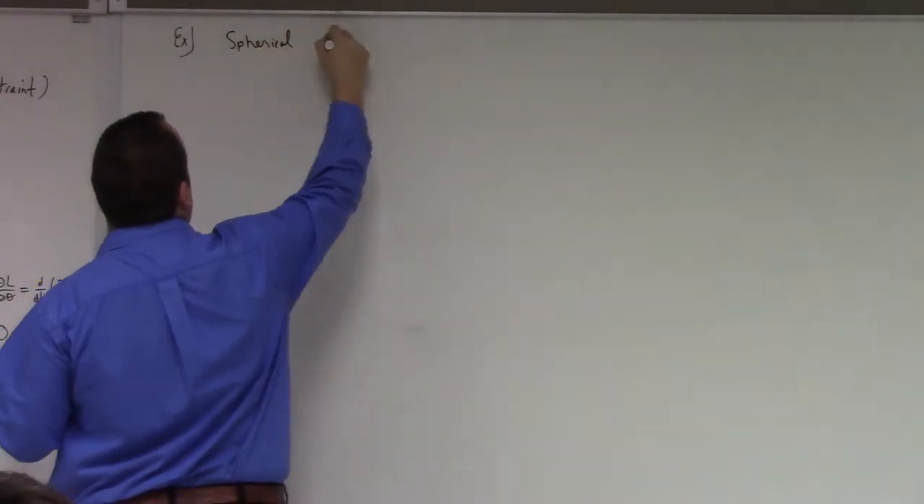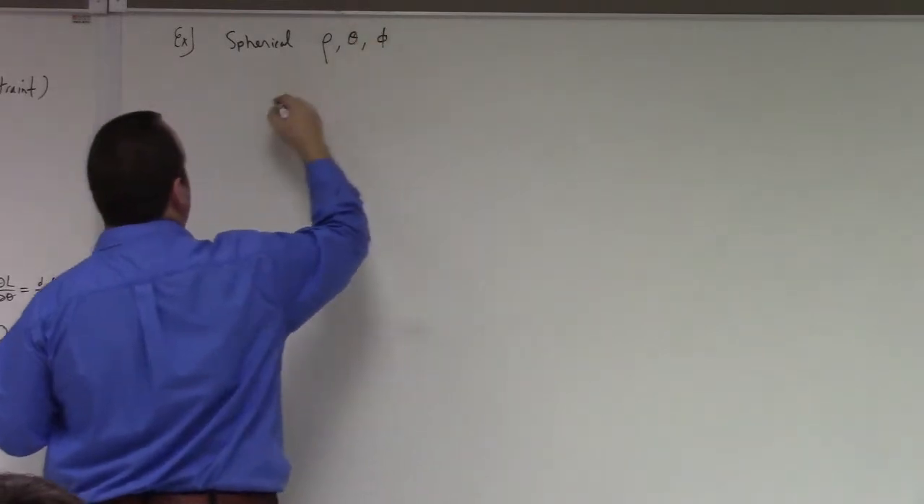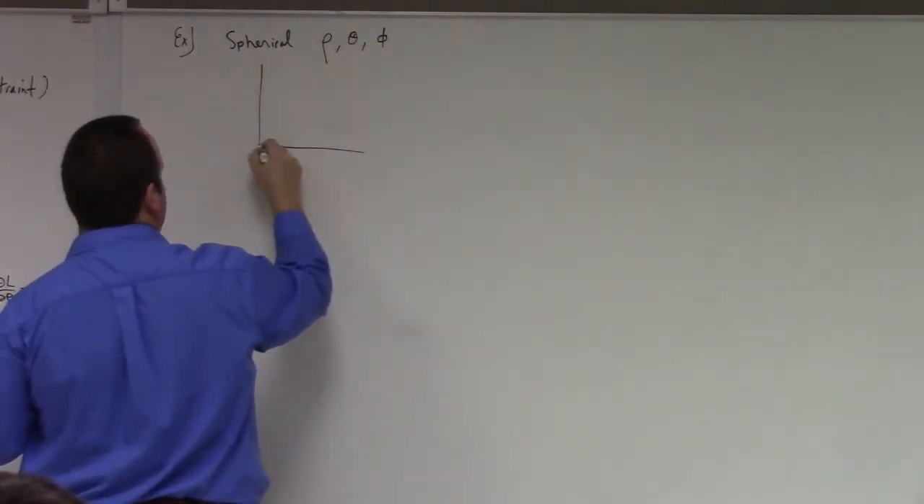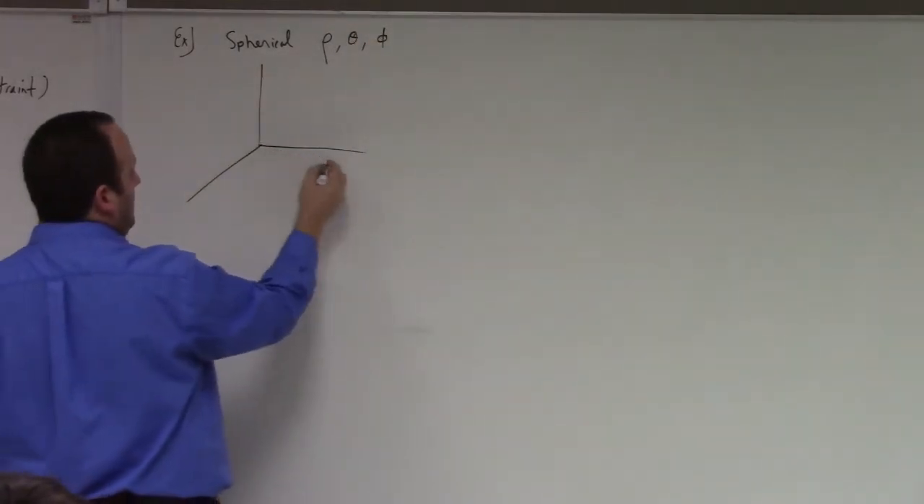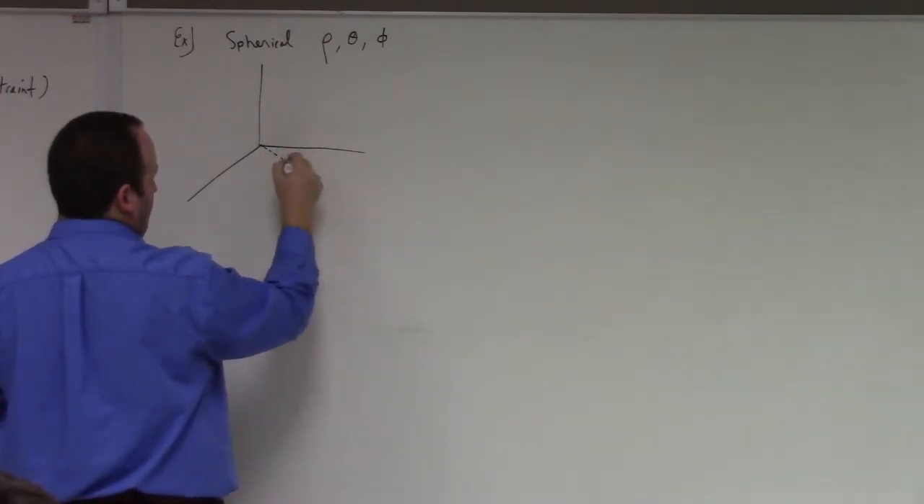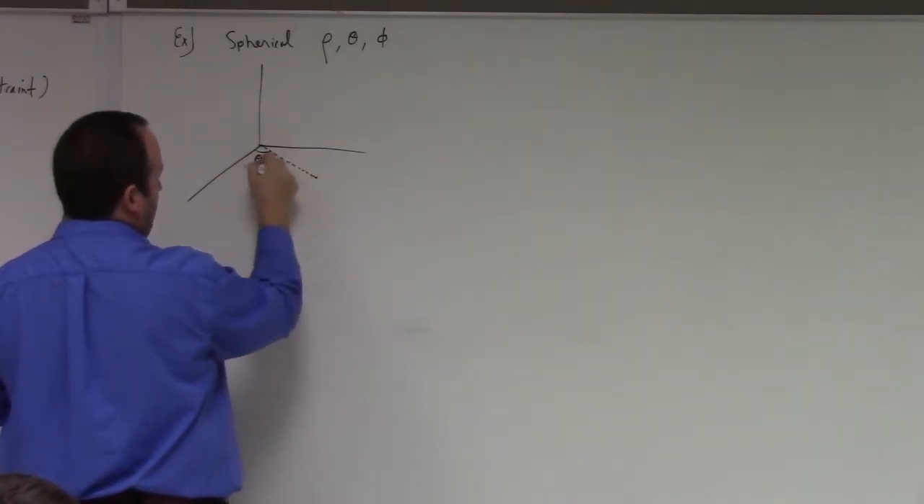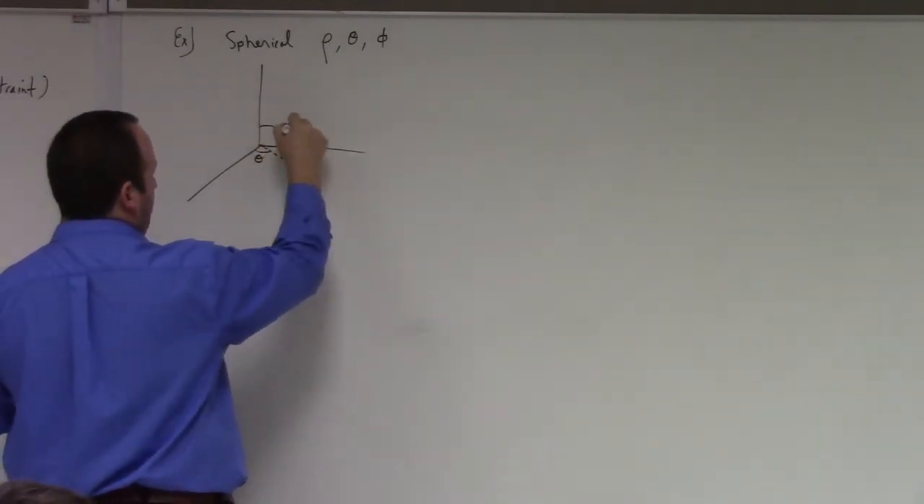So we use rho, theta, phi, or however you want to order them. The picture, right, is, so if I'm at this point right here, the distance out is rho, right? So this angle is theta, and this angle is phi.